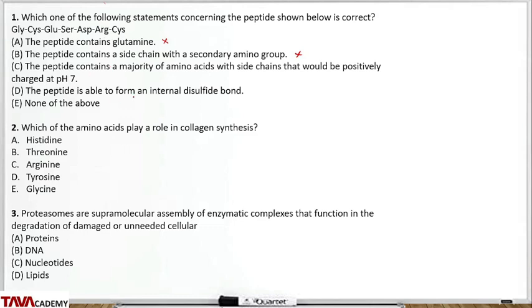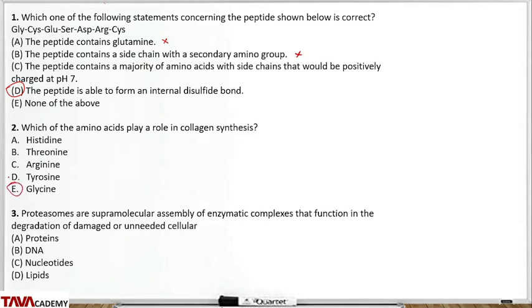The peptide is able to form an internal disulfide bond. Yes, cysteine residues can form an internal disulfide bond. So that's the answer. Option D is the correct answer here. Question 2 says, which of the following amino acids plays a major role in collagen synthesis? We reviewed that in the lectures today.